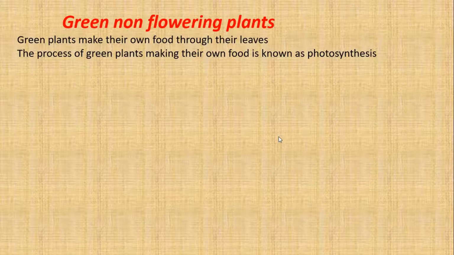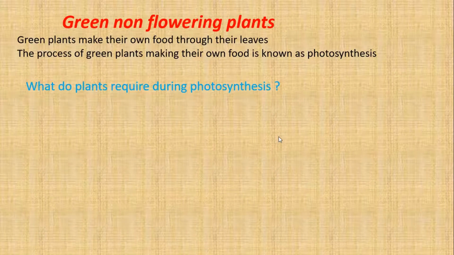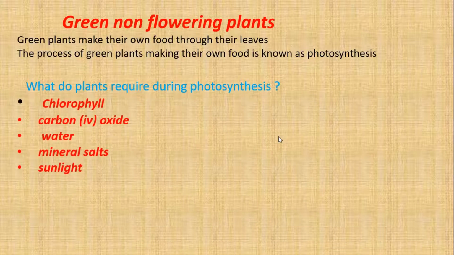The process of green plants making their own food is known as photosynthesis. Now, I want us to discuss in detail what plants require during photosynthesis, or what plants require to make their own food. Number one, they require chlorophyll. Chlorophyll is the green coloring matter in plants.